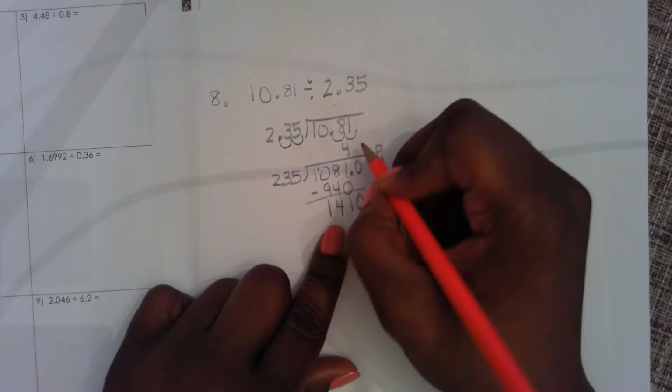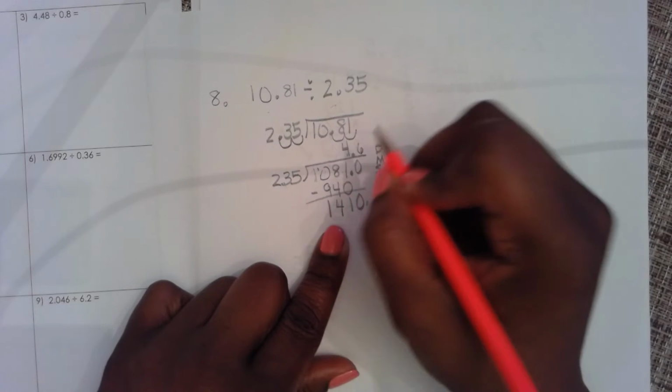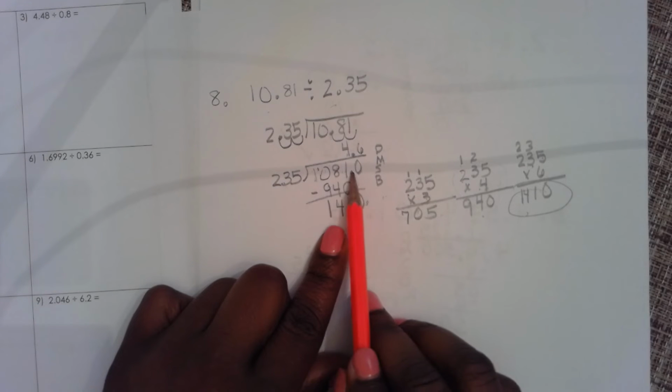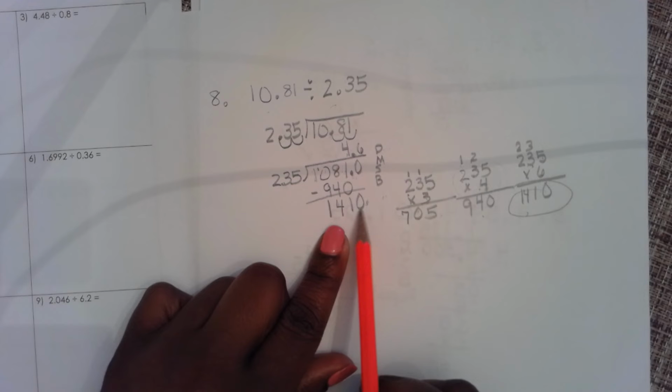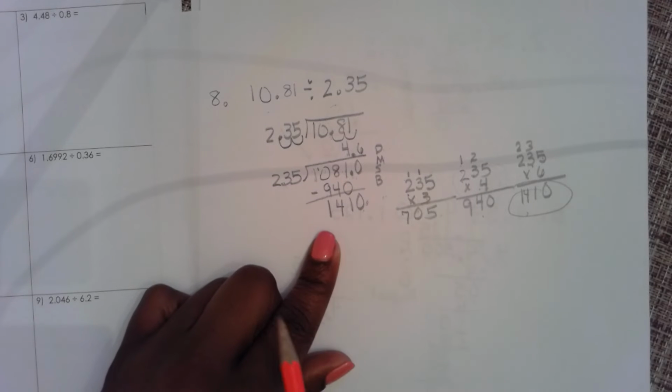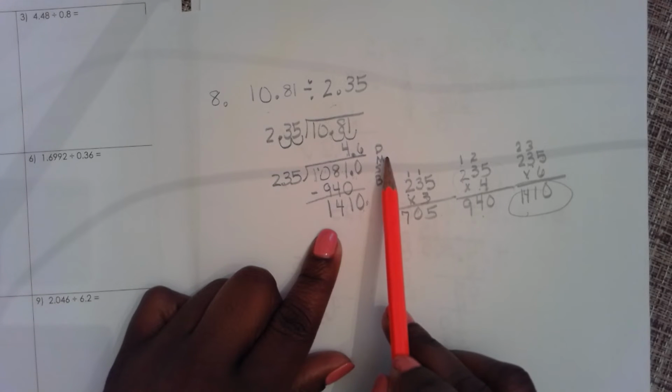So I'm going to place my 6 and my decimal, because you have to place your decimal exactly where it is in your quotient. And I'm going to place my 6 directly above my 0 because I brought down my 0 to get 1,410. So I have divided.